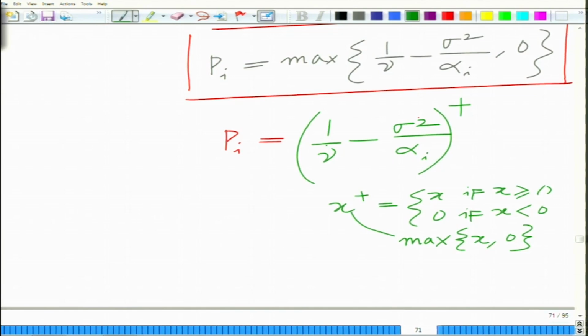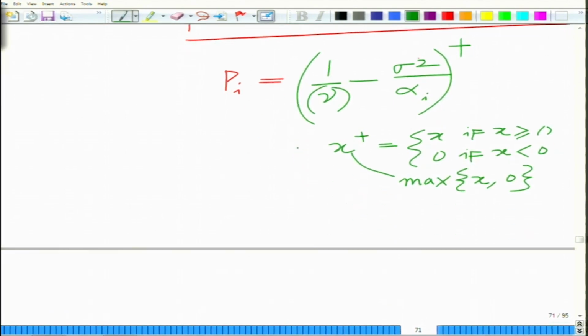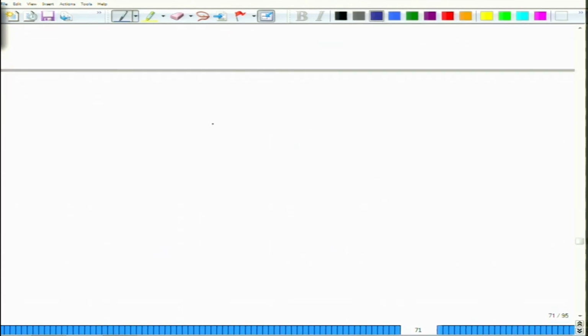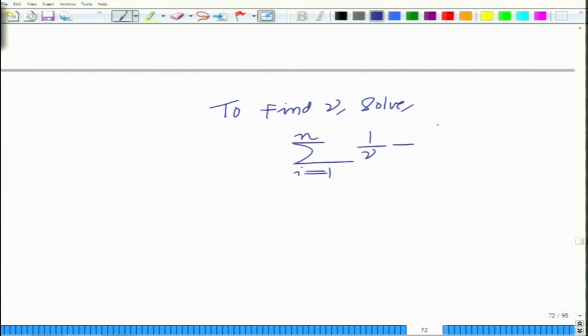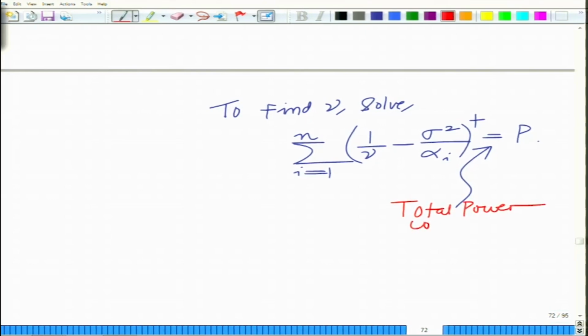Now, how do you find this optimal? Because you need to still find nu, that is, from the total power constraint. Okay. So, now how do you find nu? To find nu, you solve summation I equals 1 to n of 1 over nu minus sigma square by alpha I plus equals P, that is, from the total power constraint. You find this from the total power constraint.